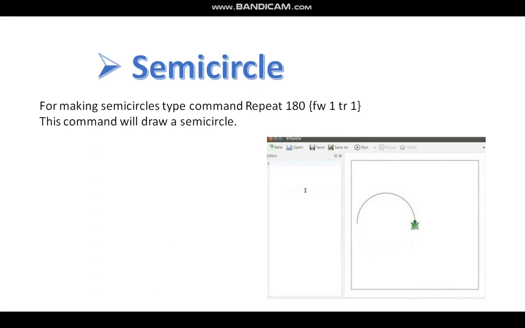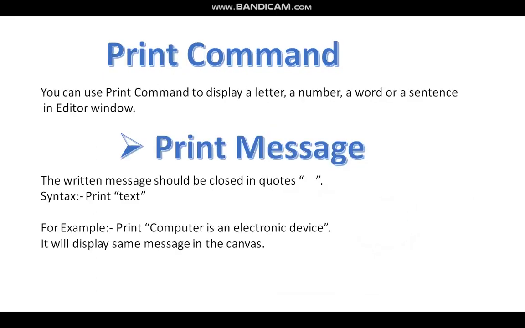Now the print command. This command is used to display a letter, number, a word or a sentence in the editor window. If we want to print a message, then we use the print command. Print, and the message that we want to print is written in double quotes. Print bracket, double quotes, text.